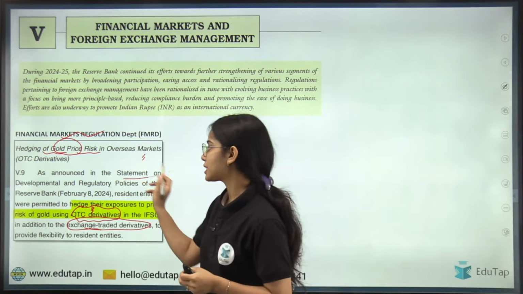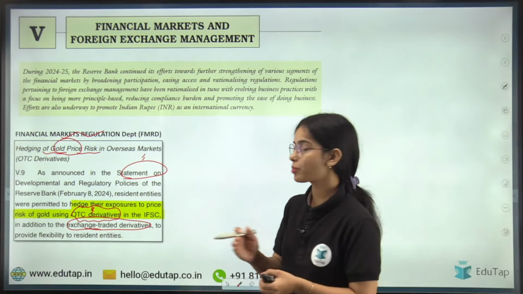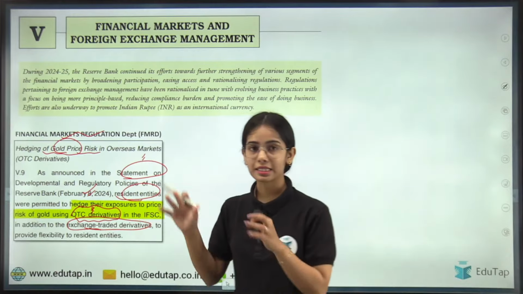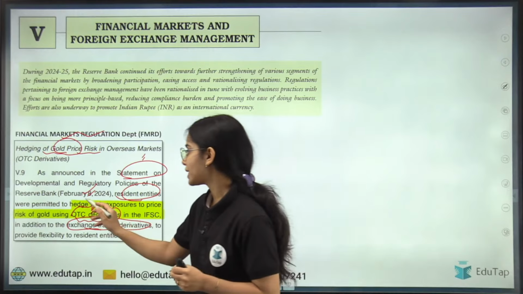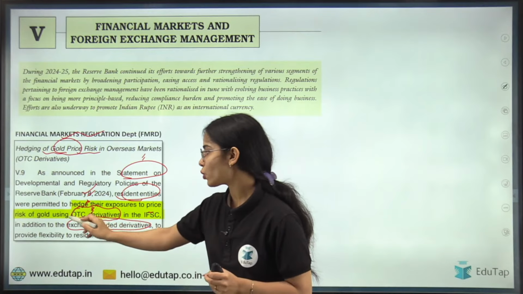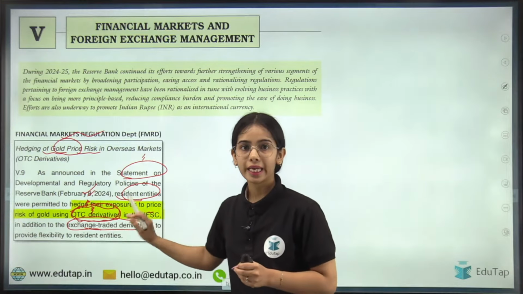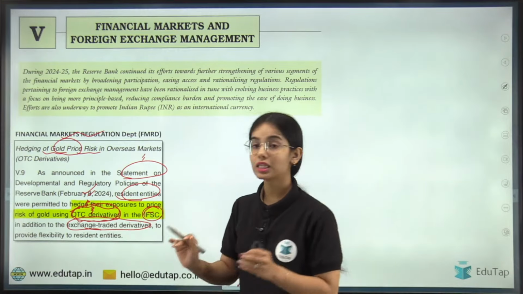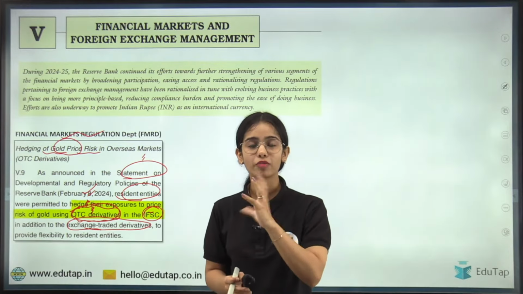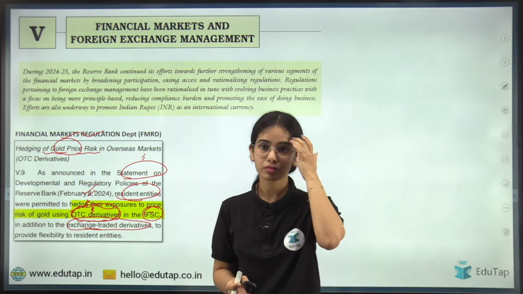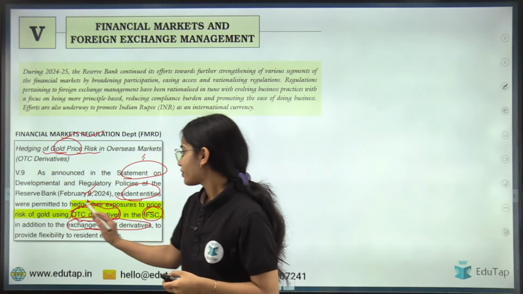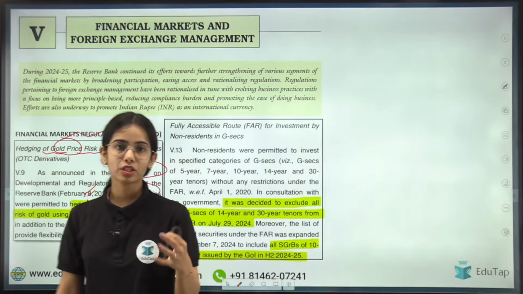As announced in the statement on developmental and regulatory policies in February 2024, residents are permitted to hedge their gold price risk using OTC derivatives in the IFC. Now, OTC derivatives in the International Financial Service Center. India has one International Financial Service Center. Where is it? Can anyone tell me? So OTC derivatives are also allowed for hedging the gold price risk.